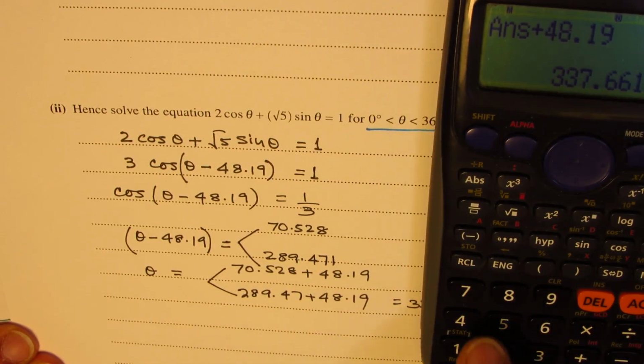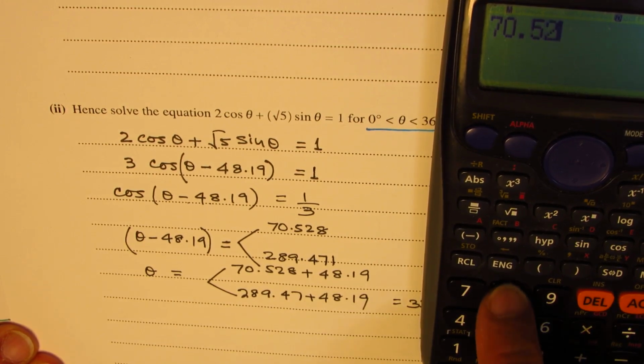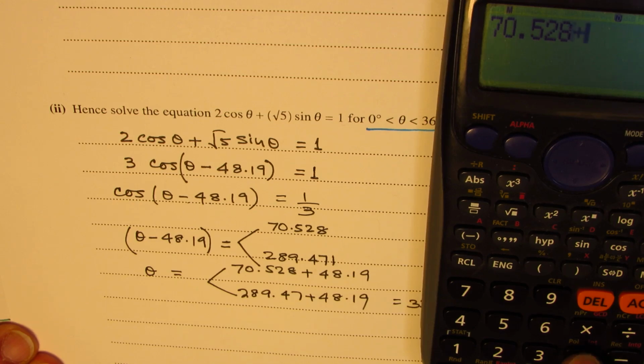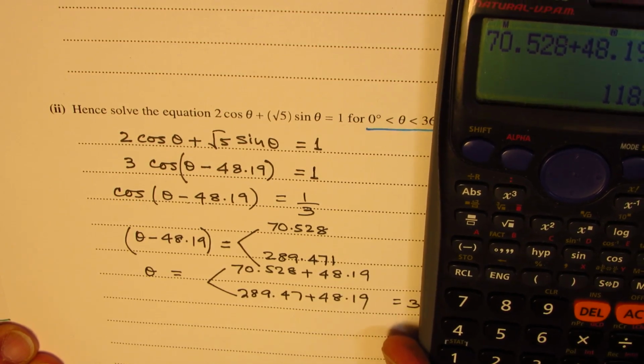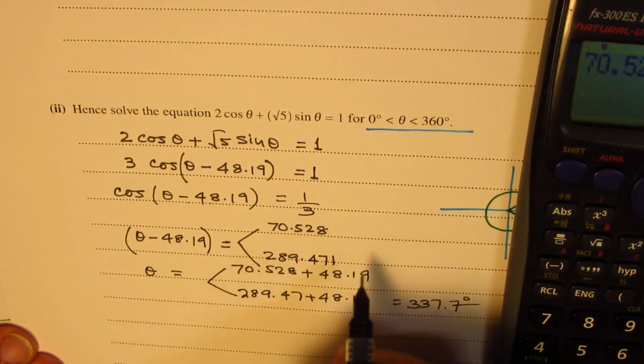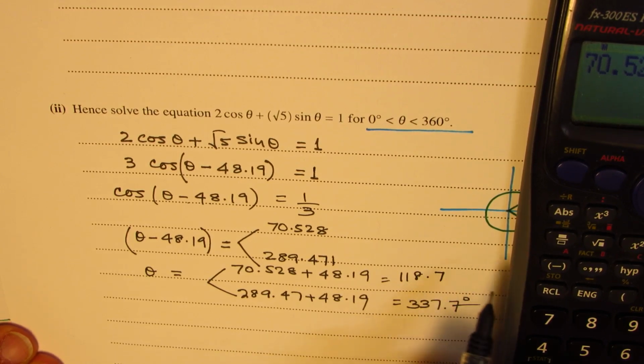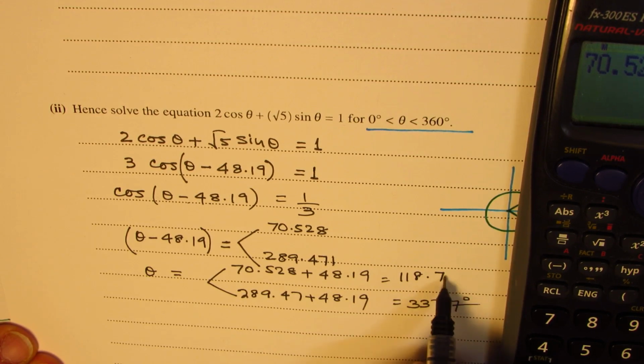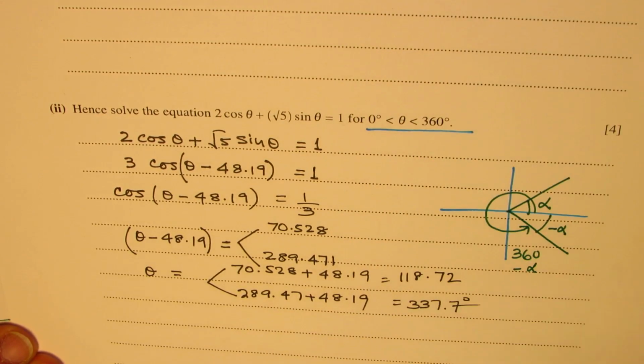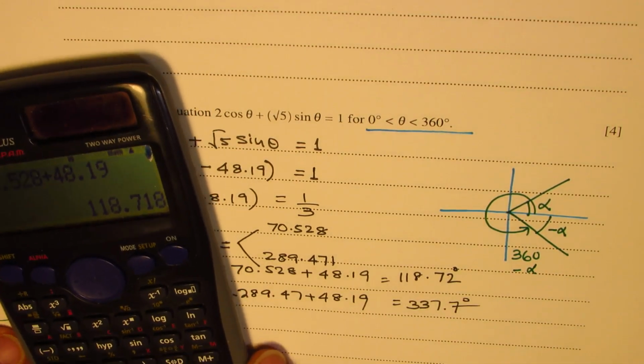So that is 118.7. Right. So we'll just keep it to one decimal. We can write two decimal places also, right? So that is how we are going to answer this particular question. Correct.